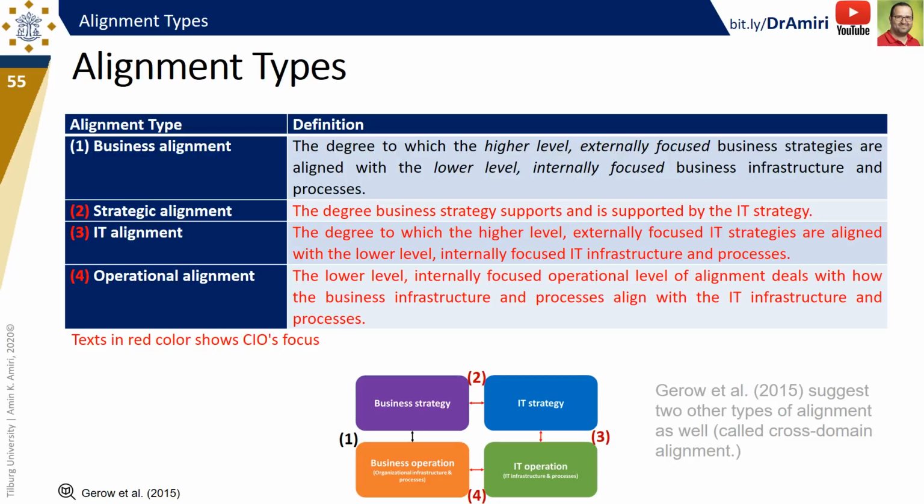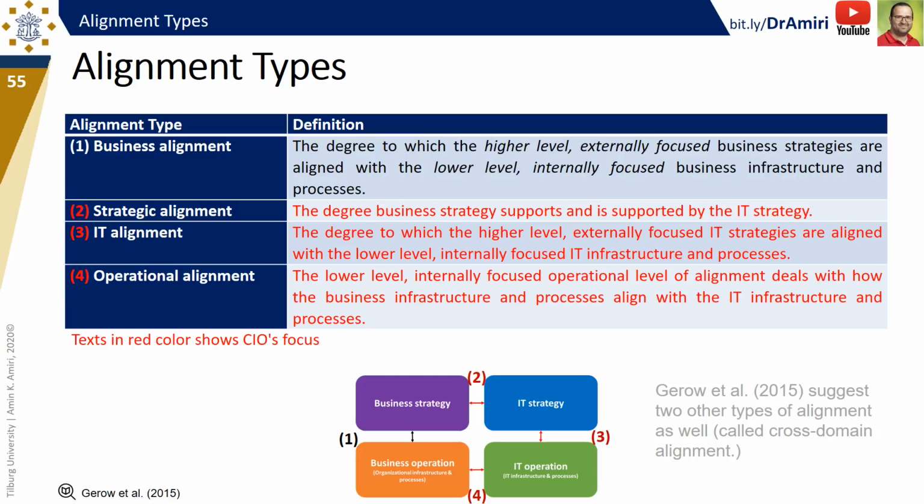IT alignment is the degree to which business applications, databases, and other IT assets are at the service of the CIO's long-term plans for IT. That means these IT assets, these IT management processes, fit the plan that the CIO has for information technology.